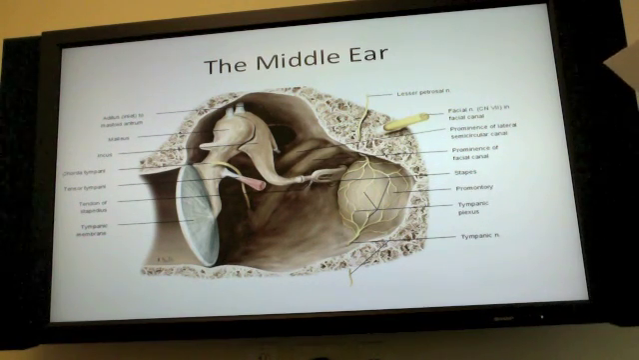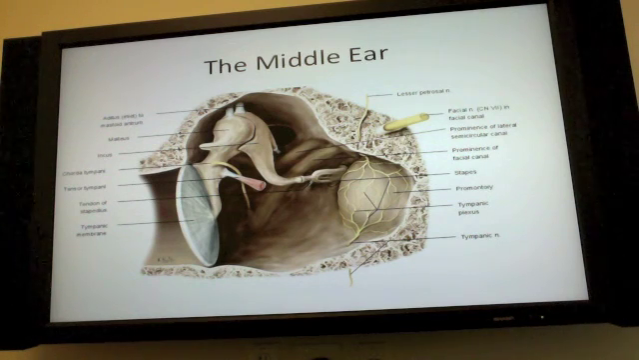Next, we move our discussion on to the middle ear. On the other side of the tympanic membrane lies the middle ear space. The middle ear is an air-filled cavity that converts sound waves into mechanical energy through the motion of the ossicles.